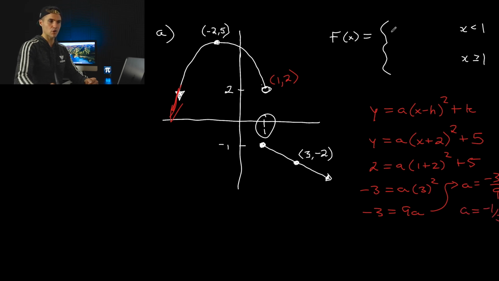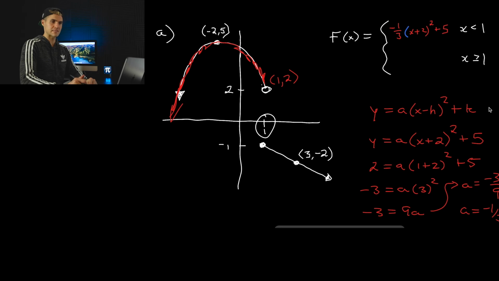And so our equation for the quadratic is basically going to be -1/3 (x plus 2) squared plus 5, like that. Right? That is basically this piece right here that we just got. We were given the vertex, so might as well use the vertex form and then just use that 1 point to solve for the a value. Okay, now what about this line over here?